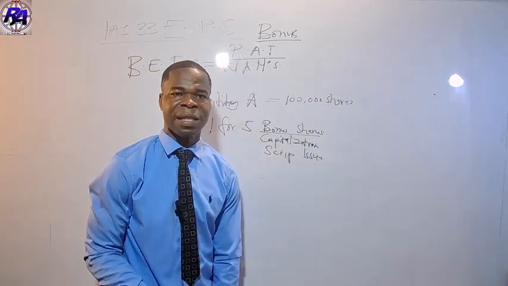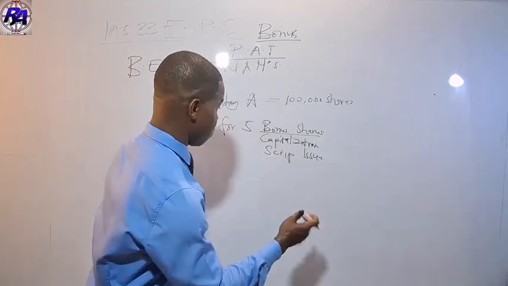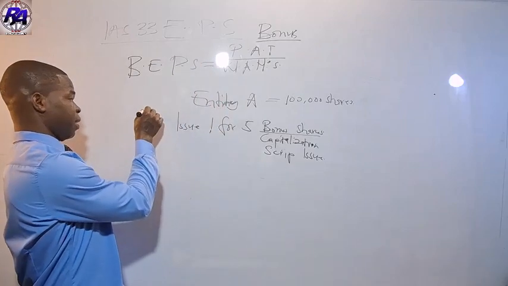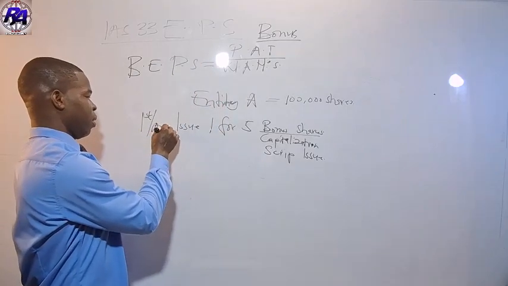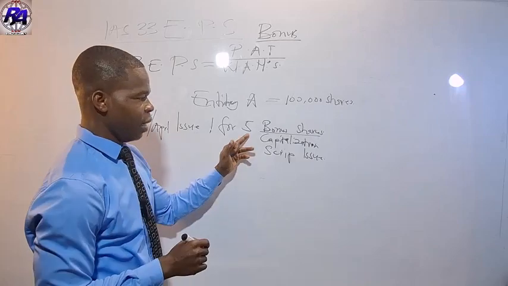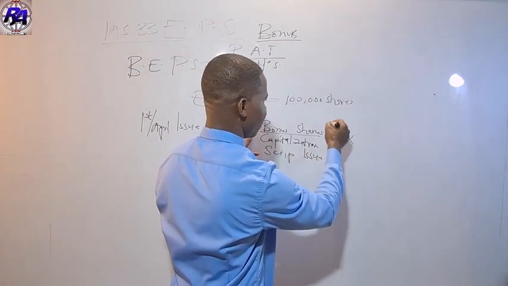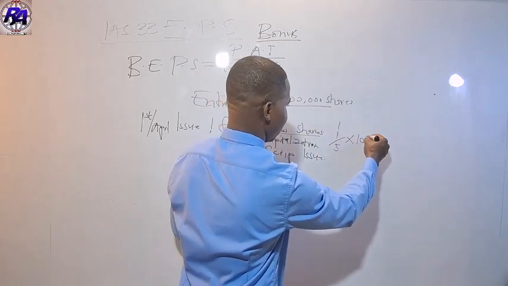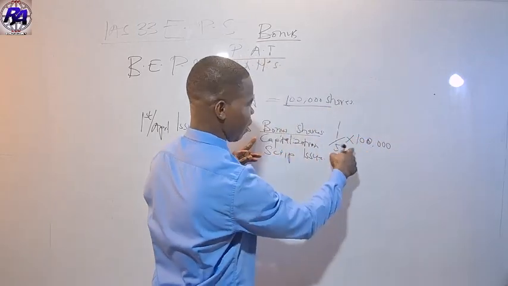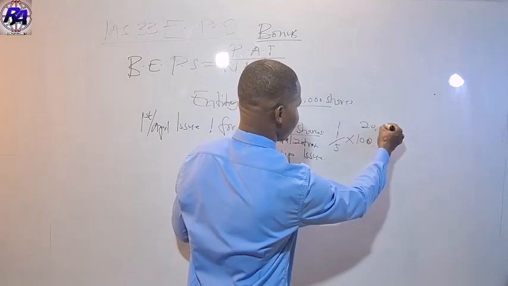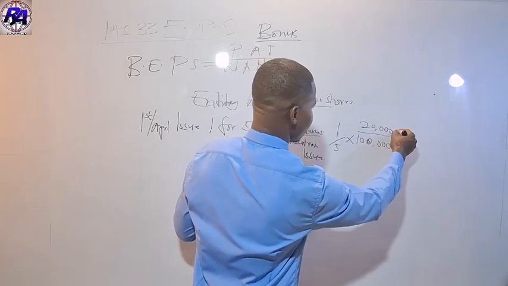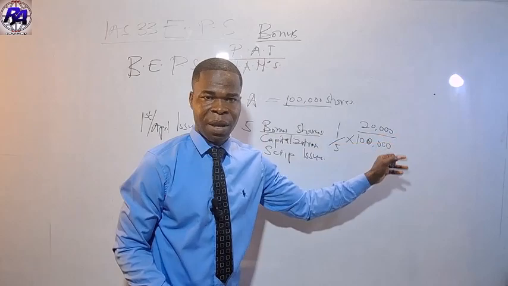So we are saying during the period, the entity has issued 1 for 5 bonus shares. What it means is that the entity has issued, assuming this is happening on 1st of April during the period, 1/5 times the existing shares of 100,000. Dividing by 5 will give us 20,000 shares. So the bonus issue is 20,000 shares.